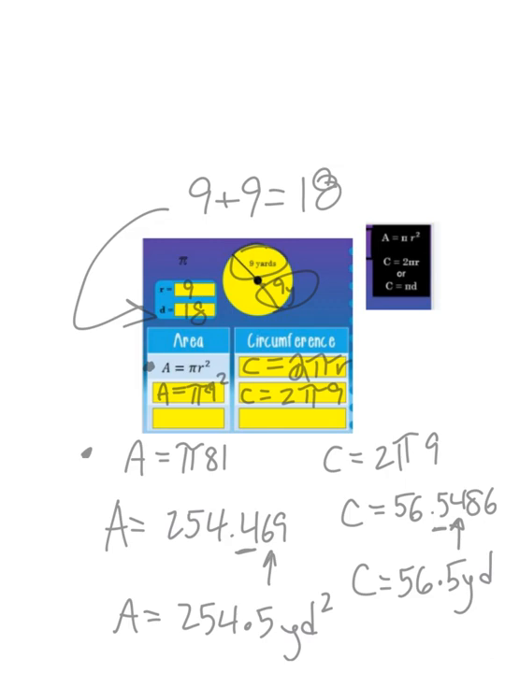Some of your calculators, you'll be able to just put pi 81 and it'll multiply. Mine wasn't able to do that. So when I multiplied pi times 81, I got 254.469. Since we're looking to round to the nearest tenth, I'm looking at this value right here, 6. All numbers 5 and up, we're going to round up. So our answer is going to be 254.5 square yards. And remember with area, you always got to have your exponent there.